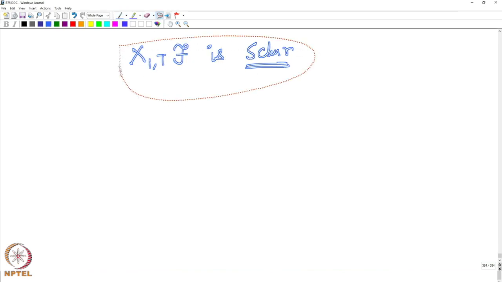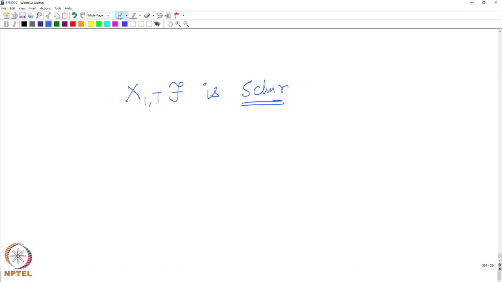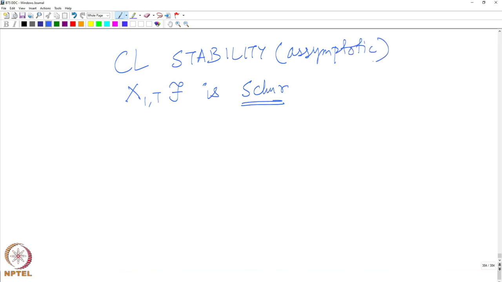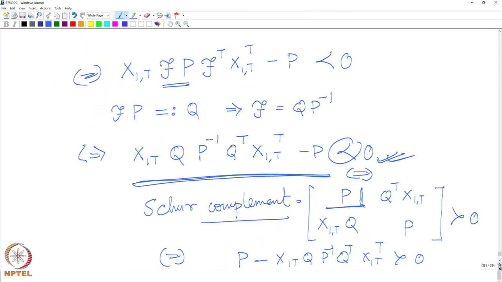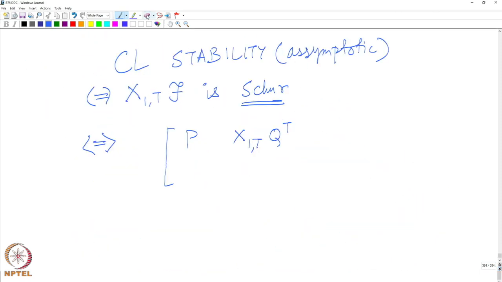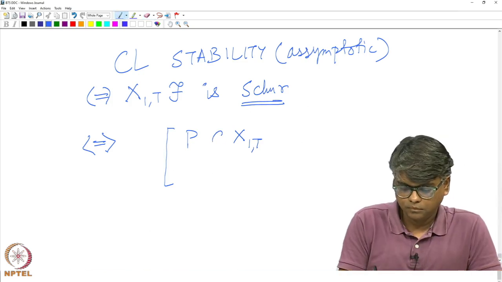Okay, let me write this down a little below. Closed loop stability, asymptotic of course, if and only if x1 T F is Schur, which is if and only if P, x1 T transpose, x1 T Q transpose, right, that is what it was, Q transpose x1 T, Q transpose x1 T.